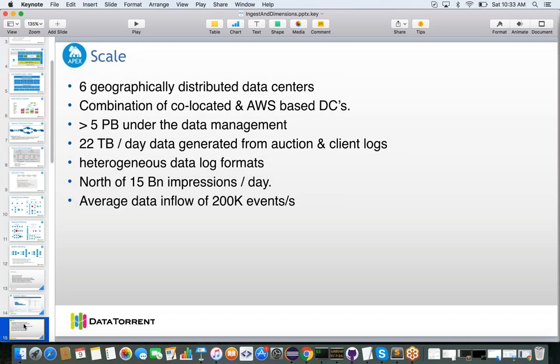And we were crunching more than 15 billion impressions per day. The average flow of events was 200,000 events, but at peak that would go to double of this, more like 400,000 events per second.